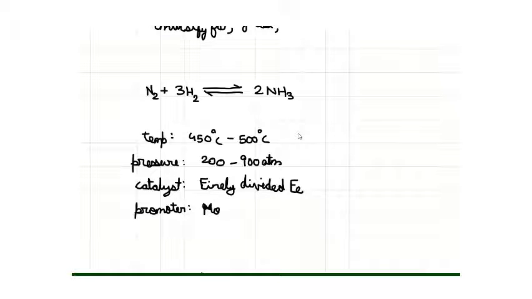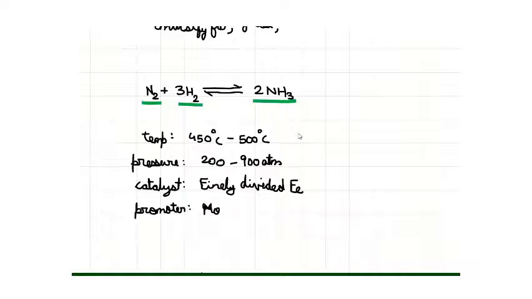We have a very famous reaction called the Haber process, which is used to produce ammonia gas. We take 1 volume of nitrogen and 3 volumes or 3 parts of hydrogen, which react together under certain conditions to form 2 parts of ammonia. We need 450 to 500 degrees Celsius temperature for this reaction. We need a pressure of 200 to 900 atmospheres.